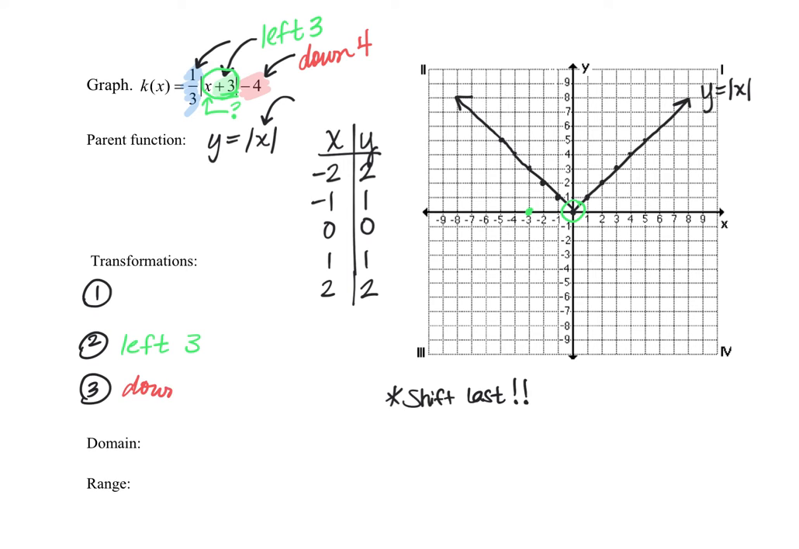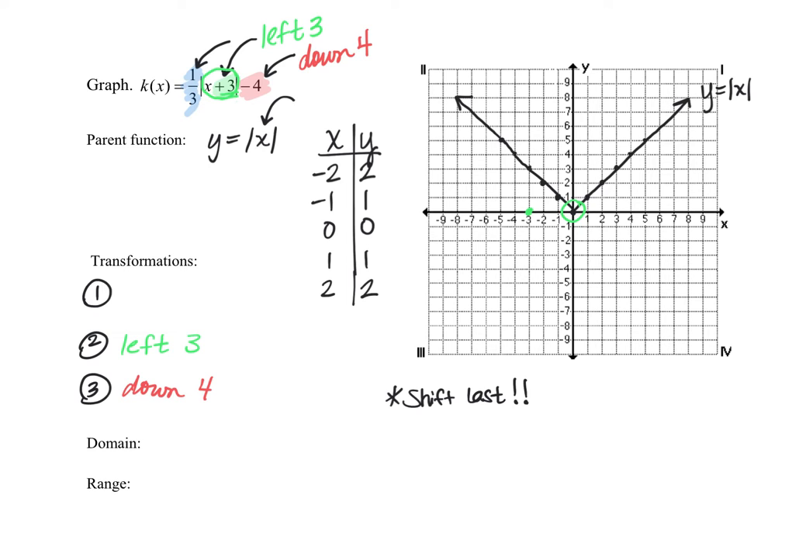Now, I'm assuming if you're watching this video, you've already done some of our basic transformations, so I'm not going into super deep detail as to why these shift the way they do, because that's been addressed in earlier examples. So we have a shift left 3 and down 4. And again, I'm listing those last as steps 2 and 3 because we're going to shift last.